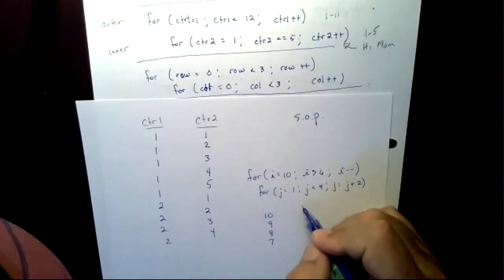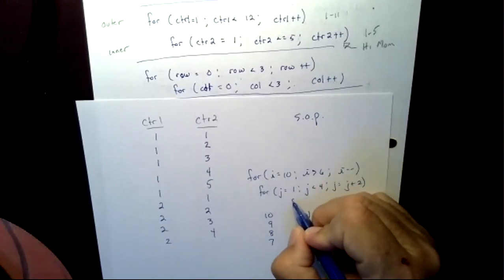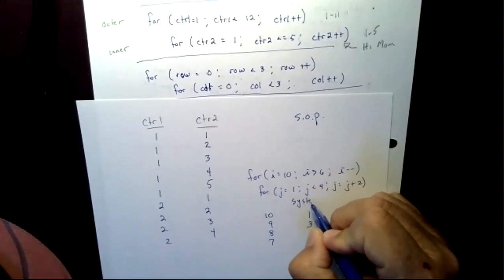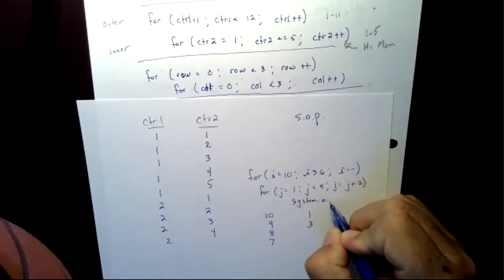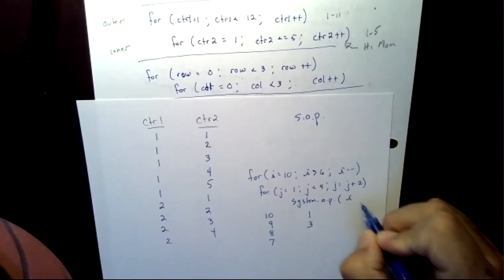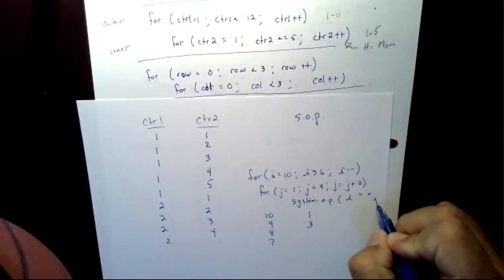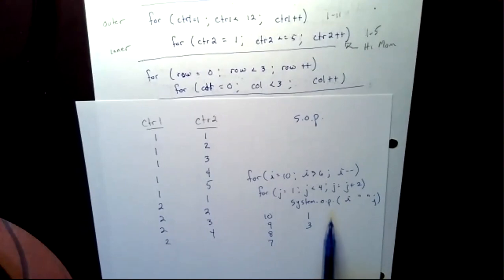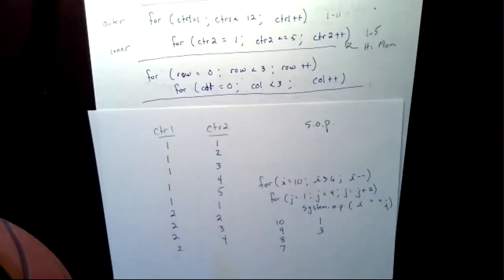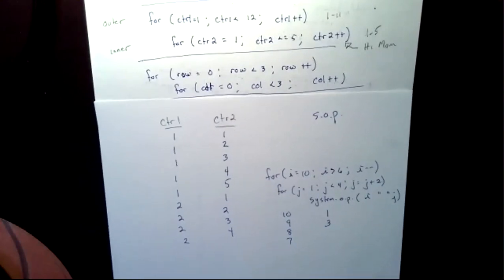Okay. If you're not sure, why not do something like this? Put in system.out.println i, and then some spaces, and j. And you could actually see 10 1, 10 3, 9 1, 9 3, 8 1, 8 3, just like we were doing over here when I was hand tracing it. Okay, pretty easy, pretty good.